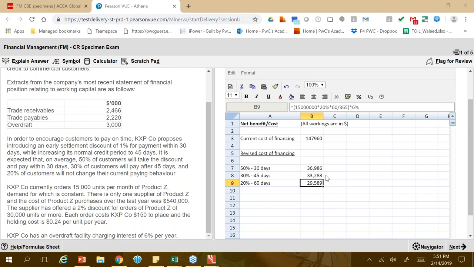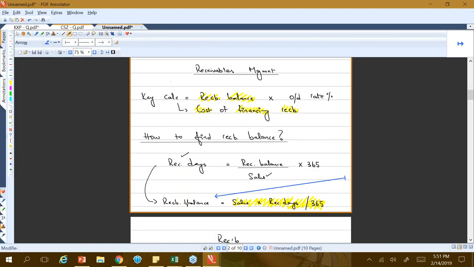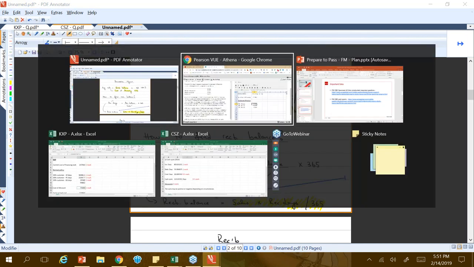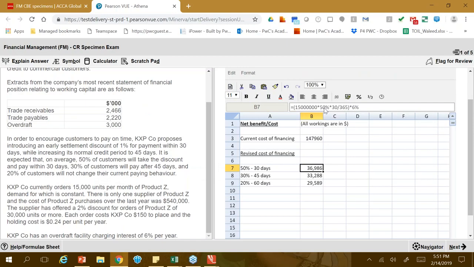So same calculation. Do not forget this, because students forget what we are trying to do here. We're trying to find the receivables balance. We need the sales and the receivable days over 365 to find the receivables balance. And that's what we've done here, taking the sales proportion, 50%, into receivable days over 365, into the 6%, and then the same calculation for the other two as well. Now, this has given me the cost of financing.